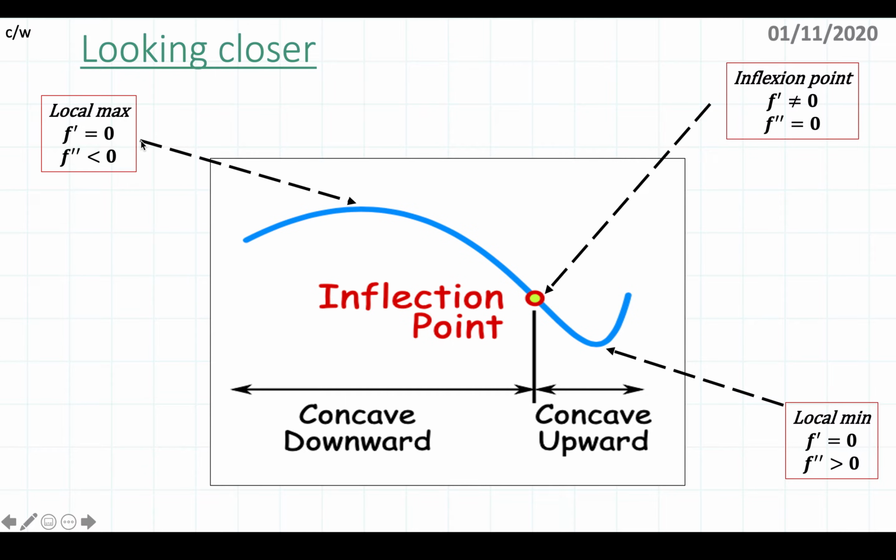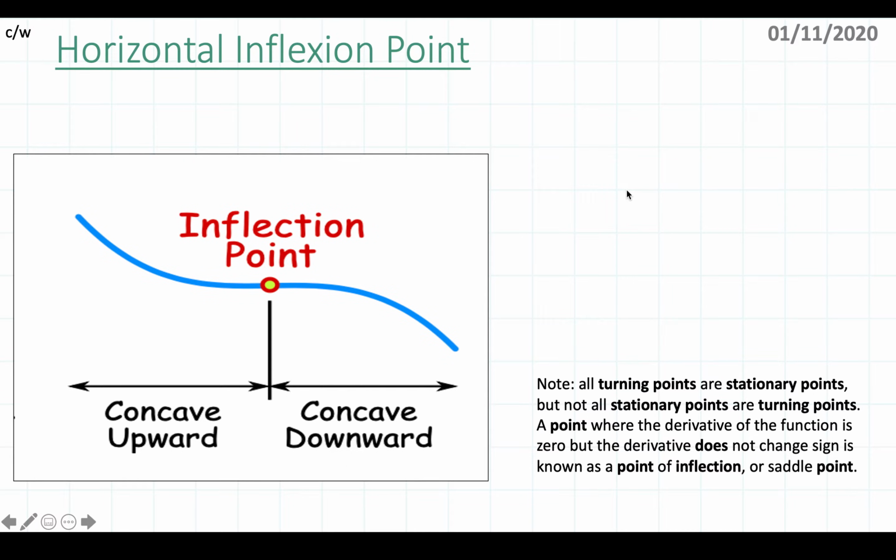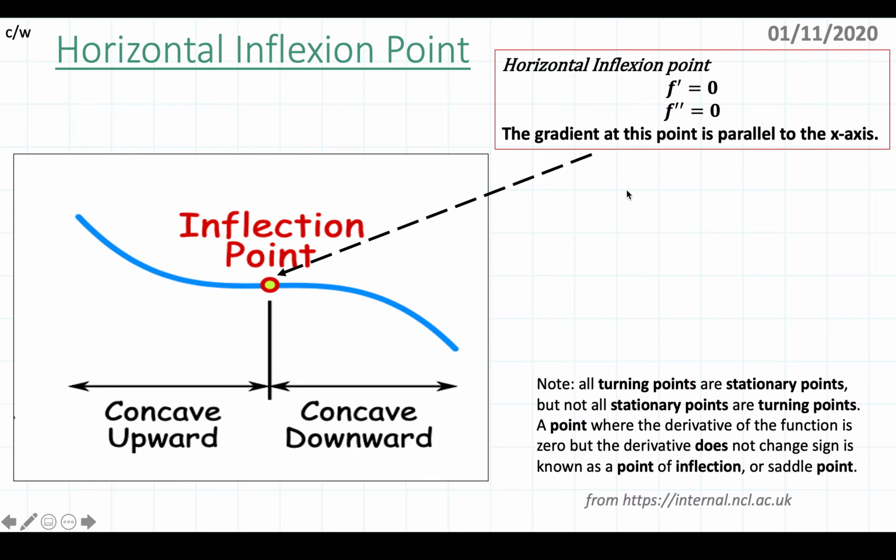Now, we need to be careful because there are some inflection points where both of these are actually equal to 0. This is called a horizontal inflection point. So this is an example of one. A horizontal inflection point is when the first derivative is equal to 0 and the second derivative is equal to 0. It means that the gradient at this point is parallel to the x-axis, because the gradient is 0. It means that the gradient is a horizontal line, parallel to the x-axis. That's why we call it a horizontal inflection point.